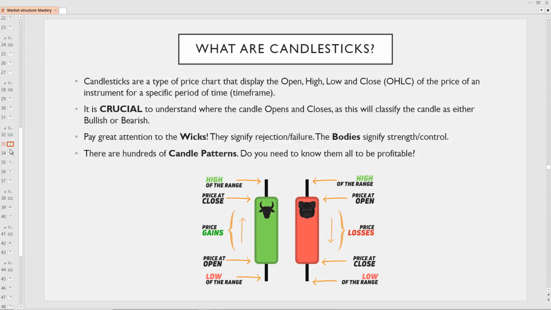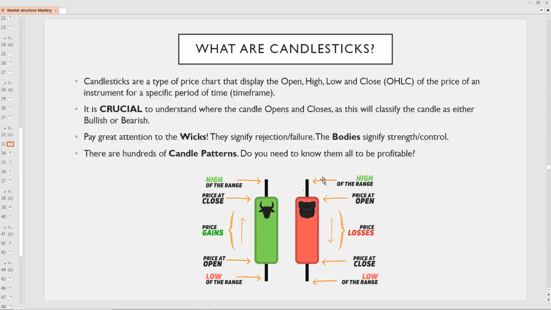It's really crucial to understand where the candle opens and closes, because this determines if the candle is bullish or bearish. It's important for your eyes to learn to read the candlesticks, and even without colors, you should be able to recognize if it's a bullish or a bearish candle. So again, the open and the close are super important.